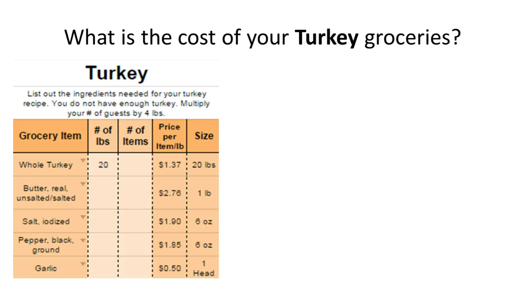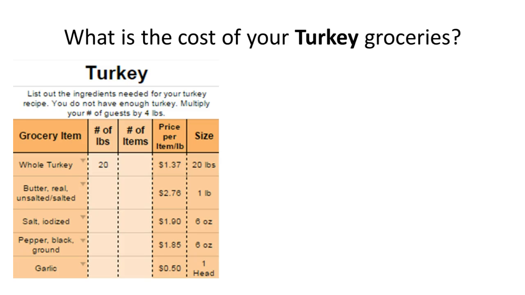We're going to look at all of the individual values and tell the story of how the operations bring these values together to simplify into one final answer. The first thing that we purchased is a whole turkey. We purchased a turkey that is 20 pounds. The price per pound is $1.37.